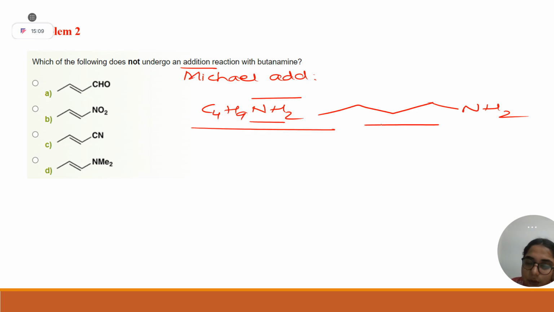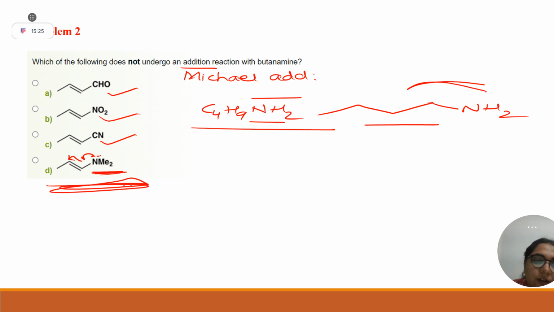Ma'am, nucleophile? Nucleophile. Obviously, it needs an electron deficient center. So this is true, this is true, this is true. But this is NH2. It will not abstract a proton, it will donate electron density. So obviously this butanamine is not going to do any addition reaction on option number D. I hope it is clear. Clear? Good.